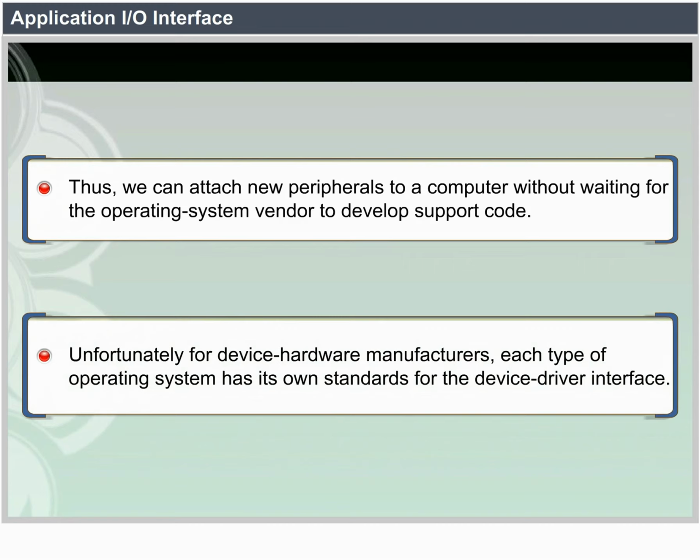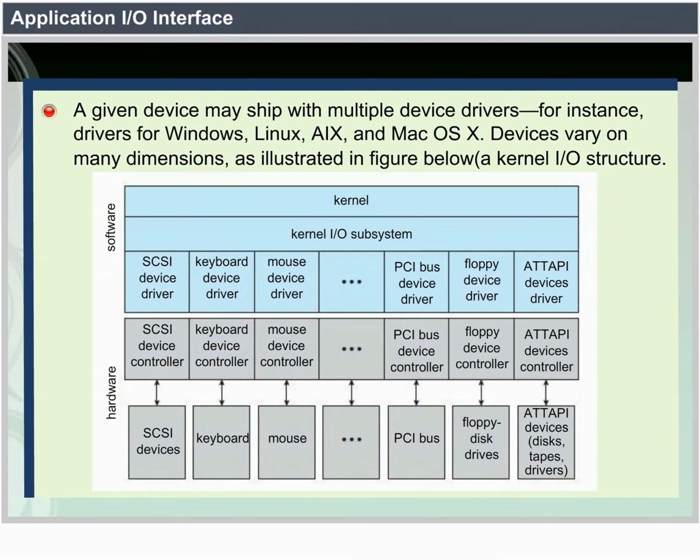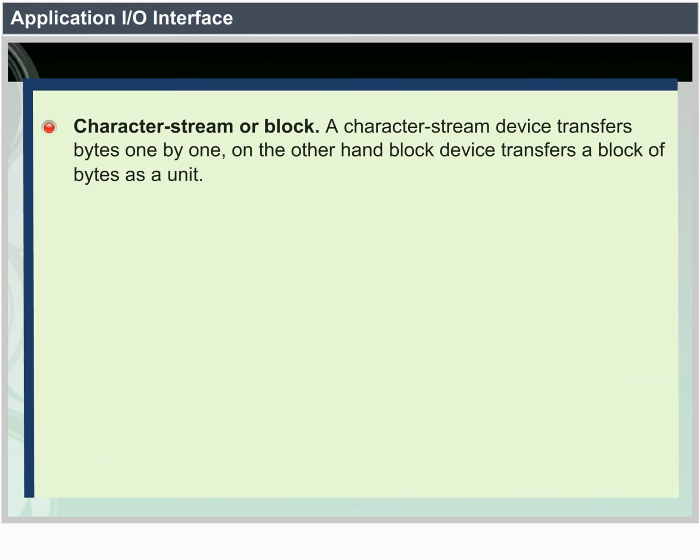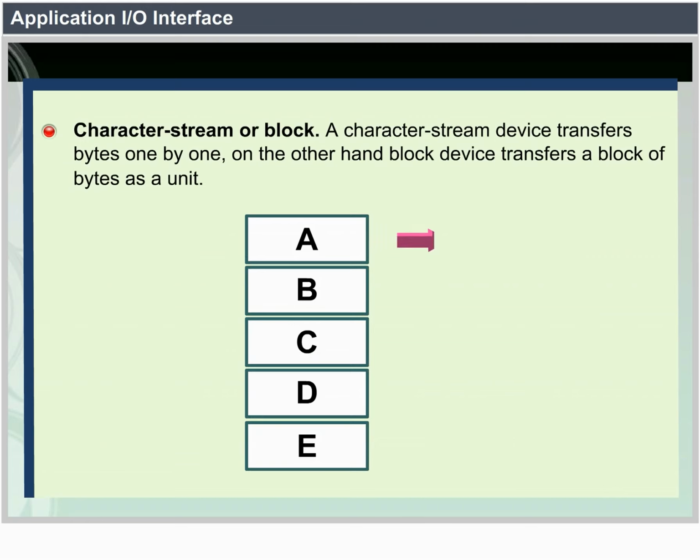Unfortunately, for device hardware manufacturers, each type of operating system has its own standards for the device driver interface. A given device may ship with multiple device drivers, for instance, drivers for Windows, Linux, AIX, and Mac OS X. Devices vary on many dimensions, as illustrated in the figure below, a kernel input-output structure. Character stream or block: a character stream device transfers bytes one by one, whereas a block device transfers a block of bytes as a unit.